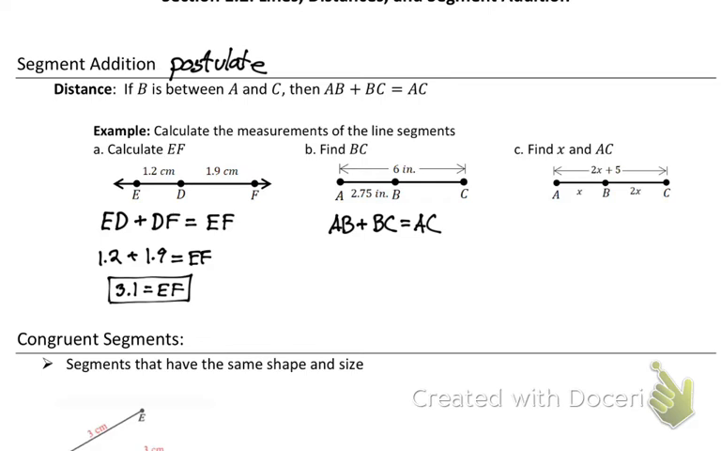I know that the length A to B is 2.75. Do we know the length from B to C yet? No, so we'll leave it as BC. And the length from A to C, we know that one. That one's 6. How do I solve this one?